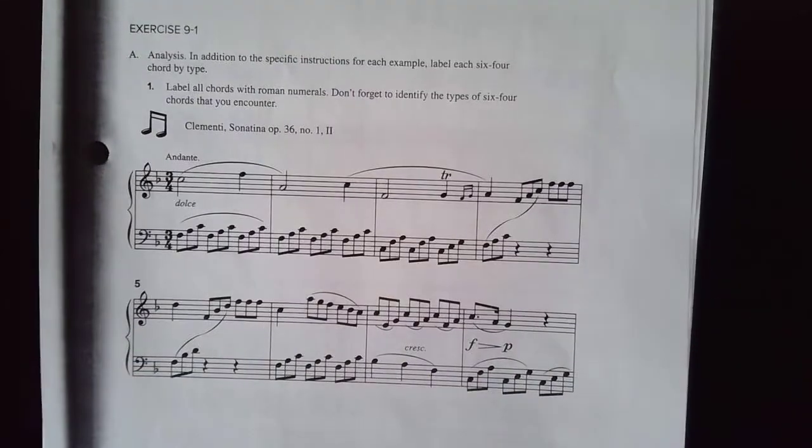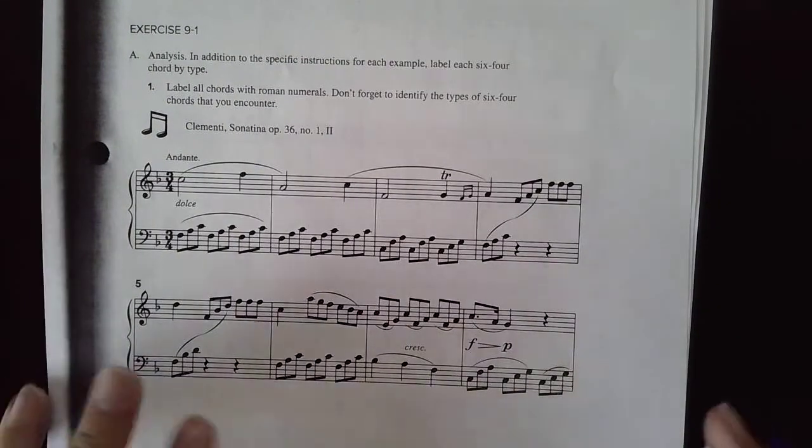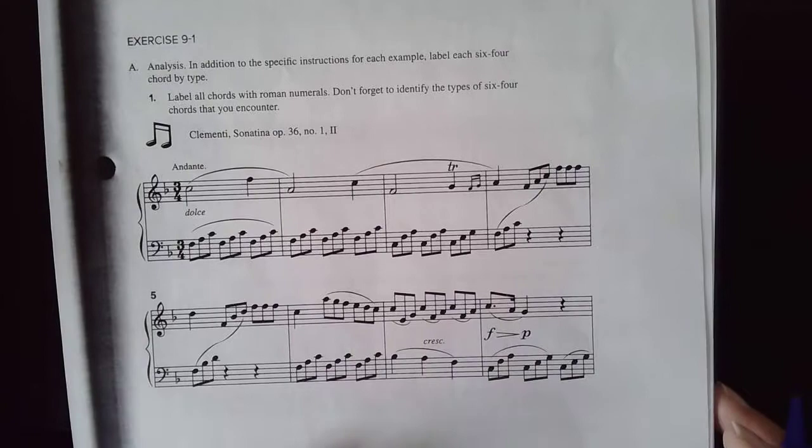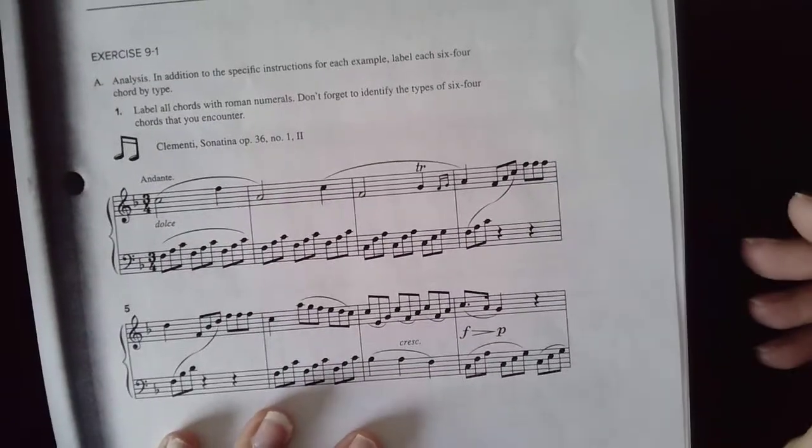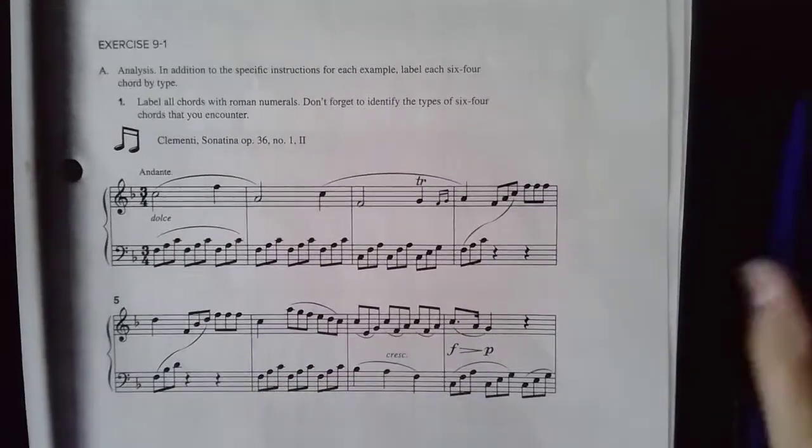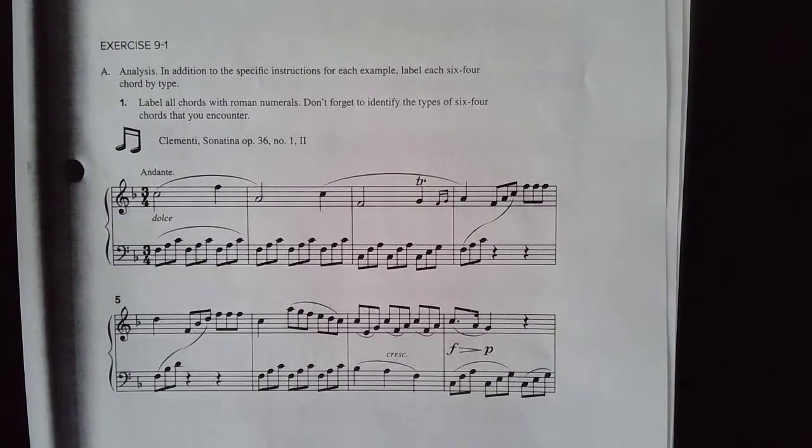Here we are. Good old analysis of the day. What is this, number 4, I think? We have this piece by Clementi. Those of you who do piano lessons probably have heard this at one time or another. This is what it sounds like.